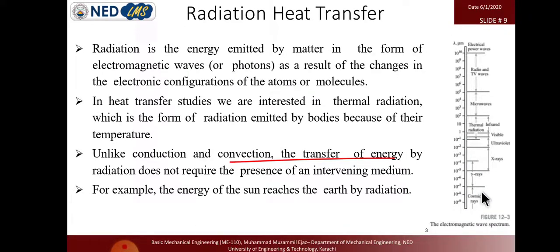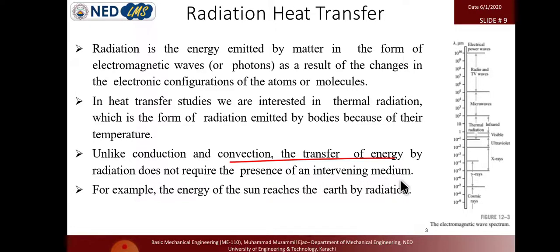Now come towards the radiation. Let's start the new topic of radiation. We have three modes: conduction, convection, and the last one is radiation. Radiation is the energy emitted by matter in the form of electromagnetic waves or photons as a result of changes in the electronic configuration of atoms or molecules. The heat transfer studies we are interested in is thermal radiation, which is the form of radiation emitted by bodies because of their temperature. Unlike conduction and convection, the transfer of energy by radiation doesn't require the presence of any intervening medium.